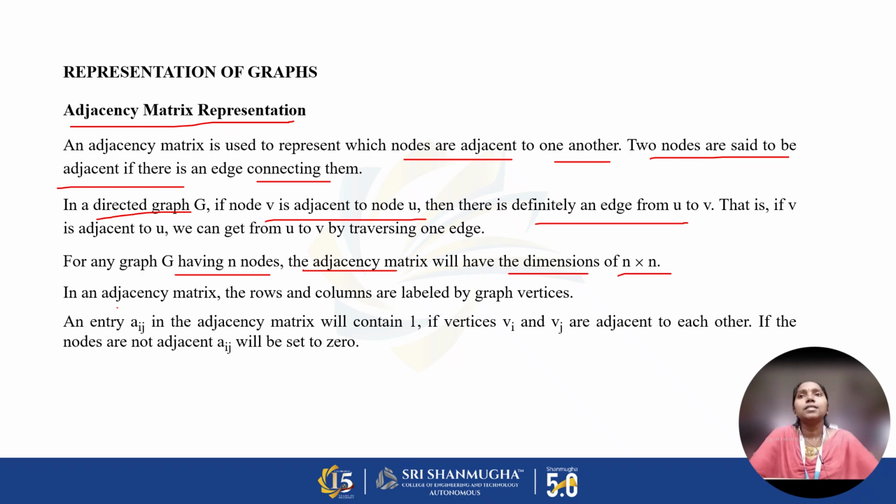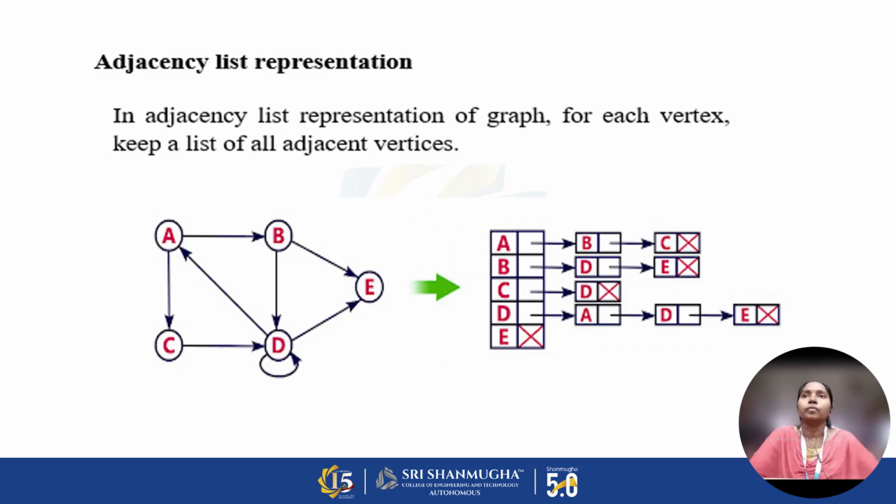In an adjacency matrix, the rows and columns are labeled by the graph vertices. An entry Aij in the adjacency matrix will contain 1 if vertices Vi and Vj are adjacent to each other. If the nodes are not adjacent, Aij will be 0.